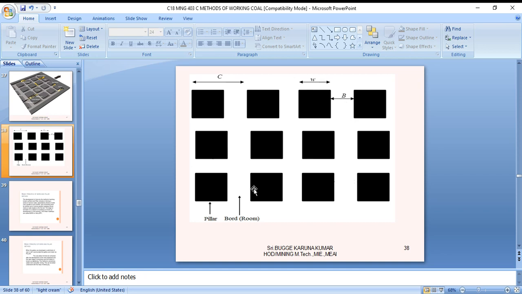This is the width of the pillar. This is the width of the gallery. This is called the board, and that is a room or the pillar. The pillar strength depends upon the W/H ratio, where W is the width of the pillar and H is the height of the pillar. If the W/H ratio varies, the strength of the pillar will vary. A W/H value of more than 1 is good as far as pillar strength is concerned.